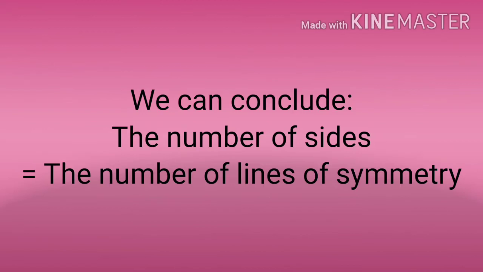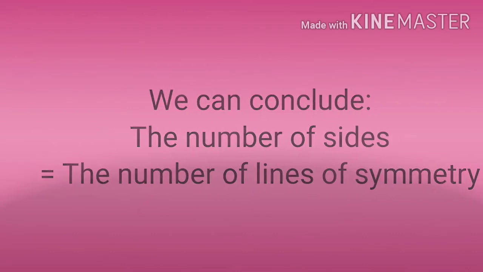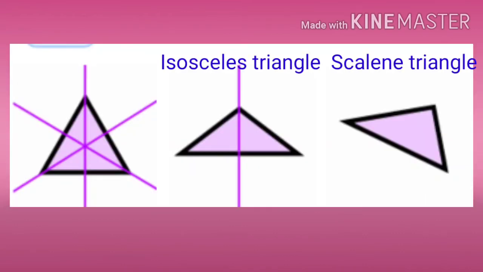Now we are going to know about the number of lines of symmetry in some regular and irregular figures, so you can know easily about this. A scalene triangle has no line of symmetry. An isosceles triangle has 1 line of symmetry.